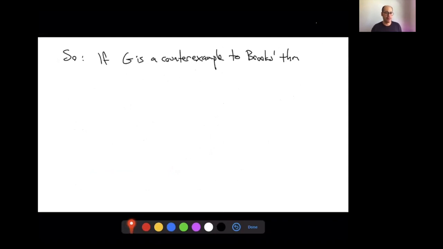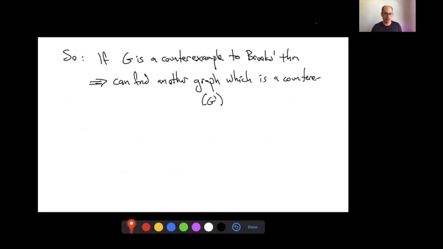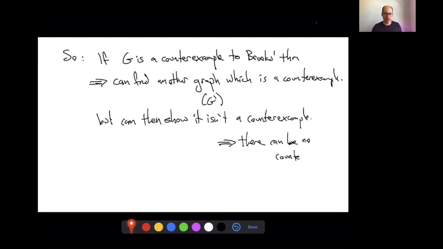So to summarize, we know that if G is a counterexample to Brooks' theorem, then we can find another counterexample, the smaller G prime, and we can show there that G prime isn't a counterexample. But that tells us there can't be any counterexamples, which tells us Brooks' theorem is true.